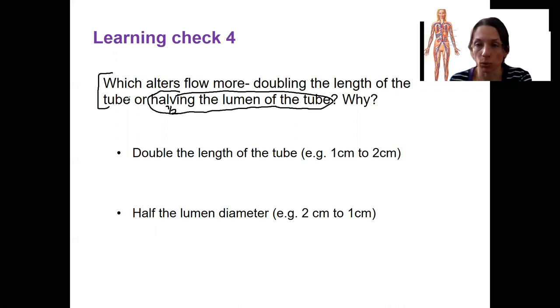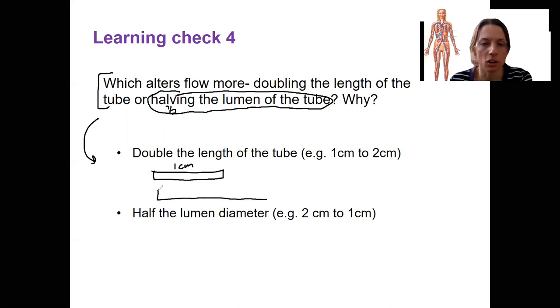I want you to say this in your own words. I'm going to show you with this example here with these numbers. So here's doubling the length of a tube. Let's say you go from 1 centimeter, here's my tube, 1 centimeter to 2 centimeters. I'm not drawing this to scale right now. So the tube is longer. The resistance here is 1, flow is 1. These are just kind of numbers we have here.